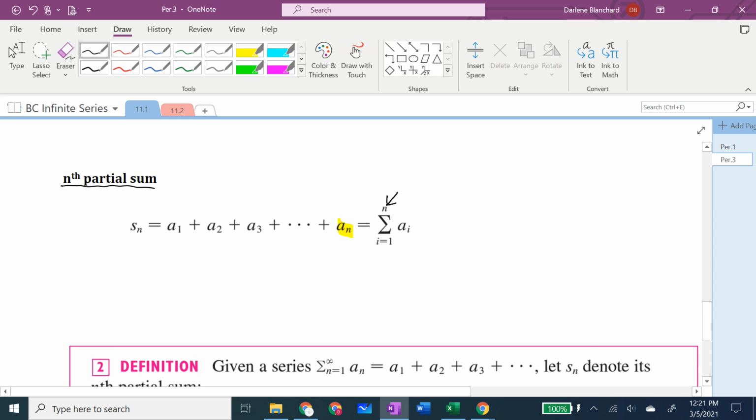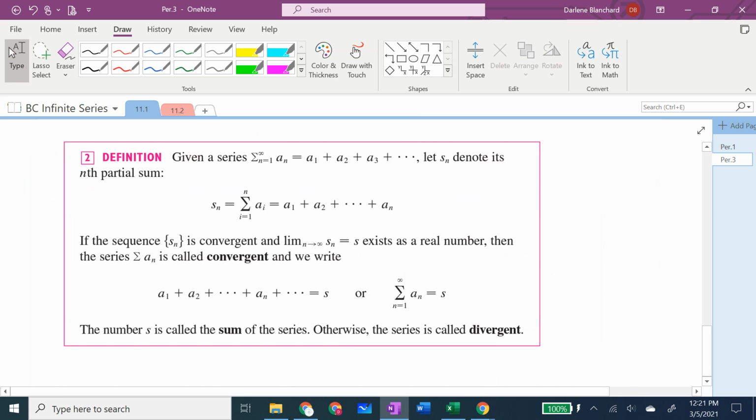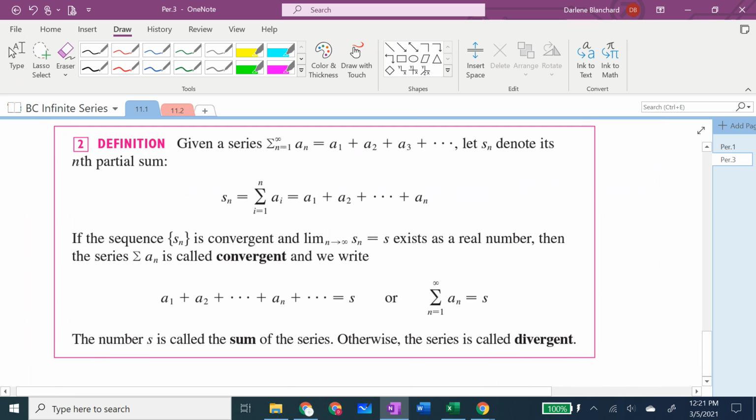Now, some important words that you have seen before.